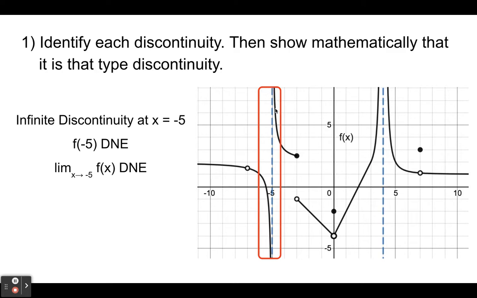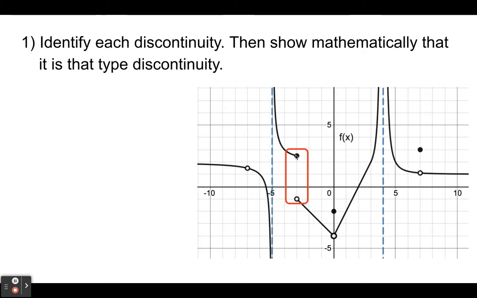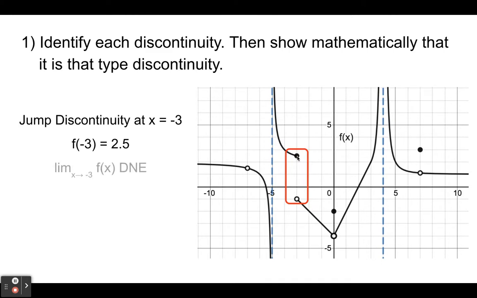So here I have continuous graph, continuous graph, continuous graph until I get to -3. That's my next point of interest. You'll see at -3, it looks like a jump. So I'll say a jump discontinuity at -3. Now let's prove it. Well, the y value is 2.5 at -3. The limit does not exist because the graph doesn't connect. So these two things in conjunction tell me that the graph doesn't connect, but there is a y value, so there's not a vertical asymptote. So in conjunction, this lets me know there's a jump discontinuity.